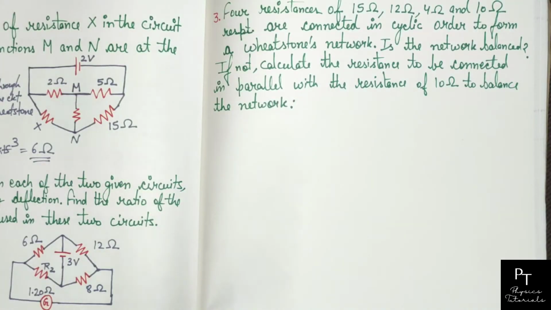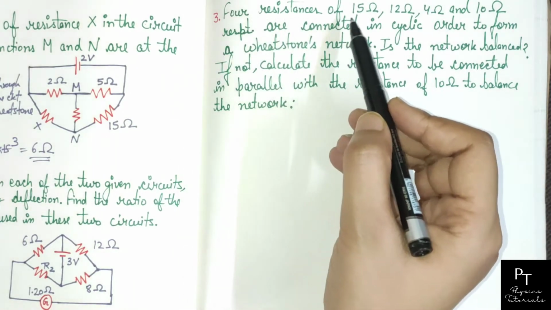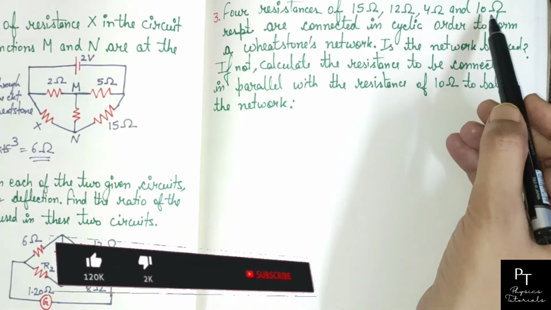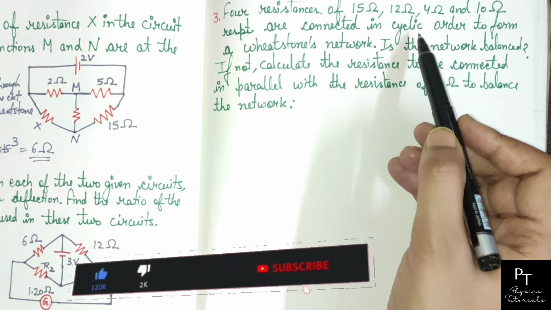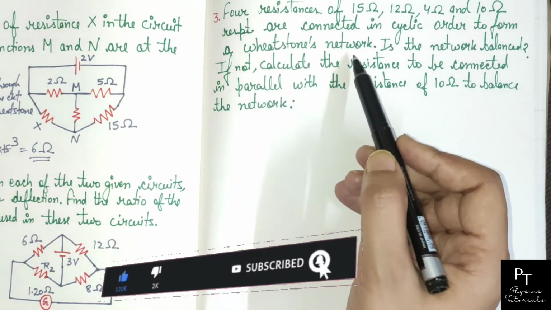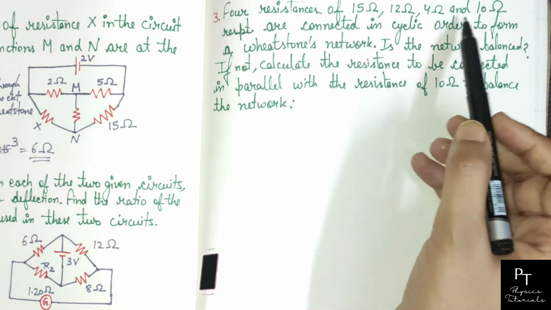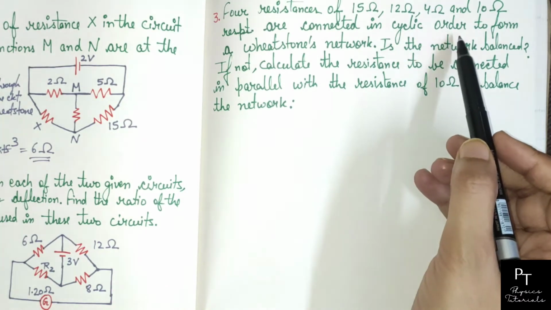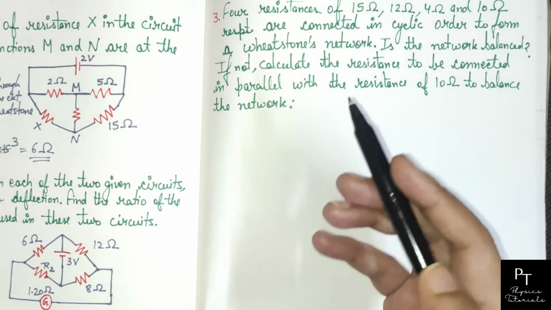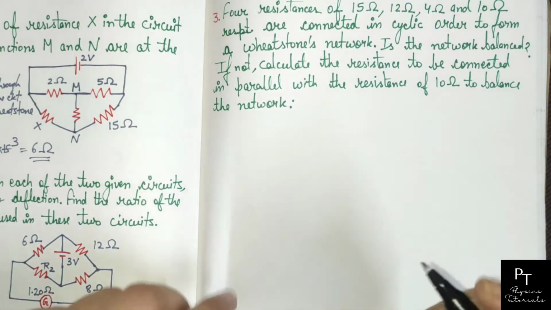Now third problem we have is four resistances of 15 ohm, 12 ohm, 4 ohm and 10 ohm respectively are connected in cyclic order to form a Wheatstone network. Means यहाँ चार resistances को cyclic order में लगाया गया to form a Wheatstone network. So इसे draw कर लेते हैं पहले.